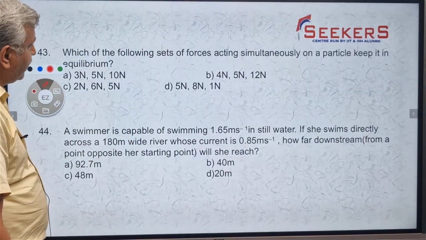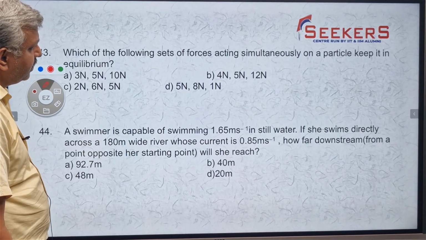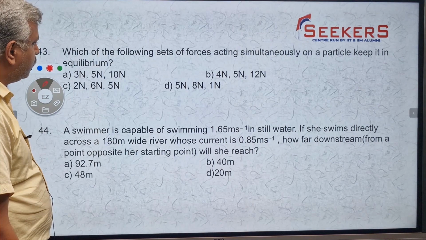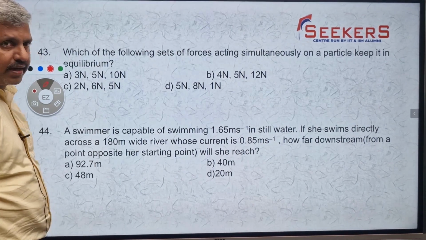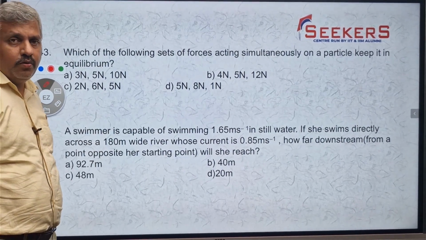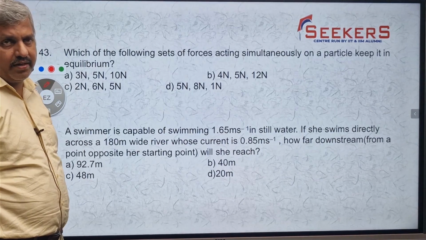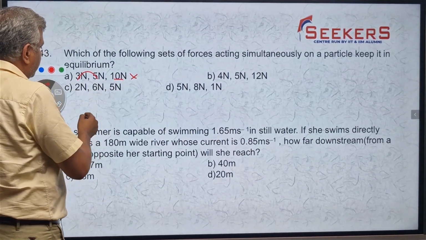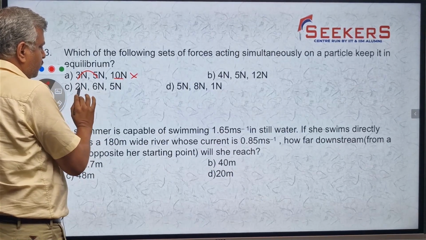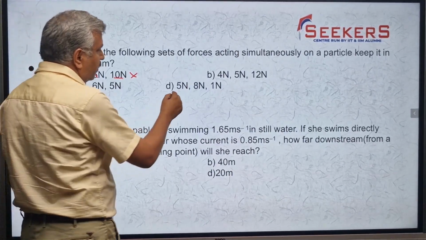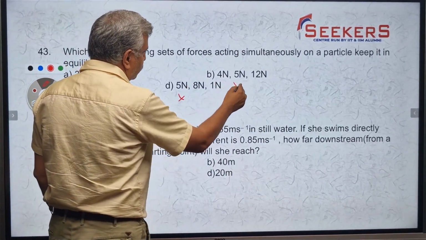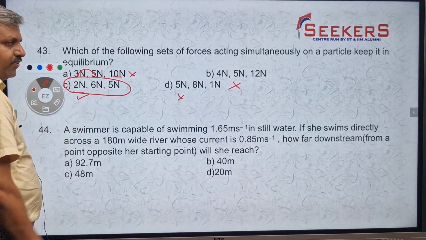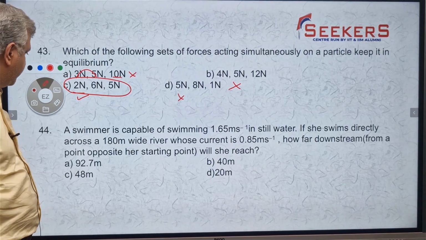Which of the following sets of forces acting simultaneously on a particle keep it in equilibrium? So only that one which can form a triangle can keep it in equilibrium. To form a triangle, sum of two sides should be greater than the third. So this plus this is not greater than this, not possible. Now here sum of two sides seems to be greater than the third, this is possible. Here not possible, here also not possible. So this is the only option. So this is the only situation where sum of two sides is greater than the third side.